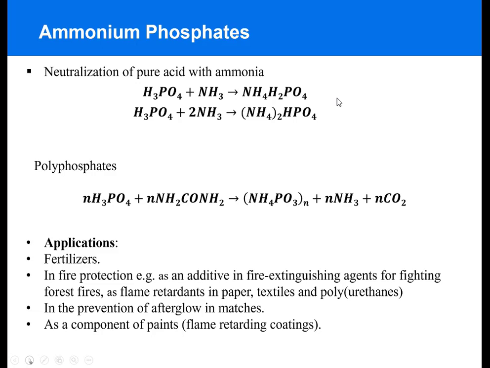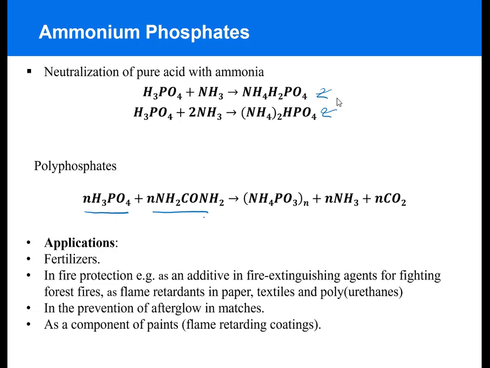The third type of fertilizer is ammonium phosphates, and that fertilizer is made by the neutralization of the pure phosphoric acid with ammonia. That direct neutralization reaction can only allow the formation of the monoammonium salt and the diammonium salt. The tri or polyammonium salts can only be obtained by reacting the phosphoric acid with urea.